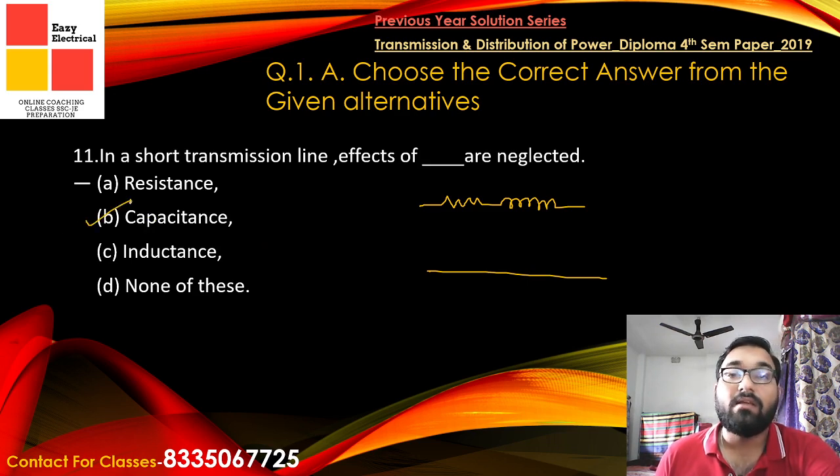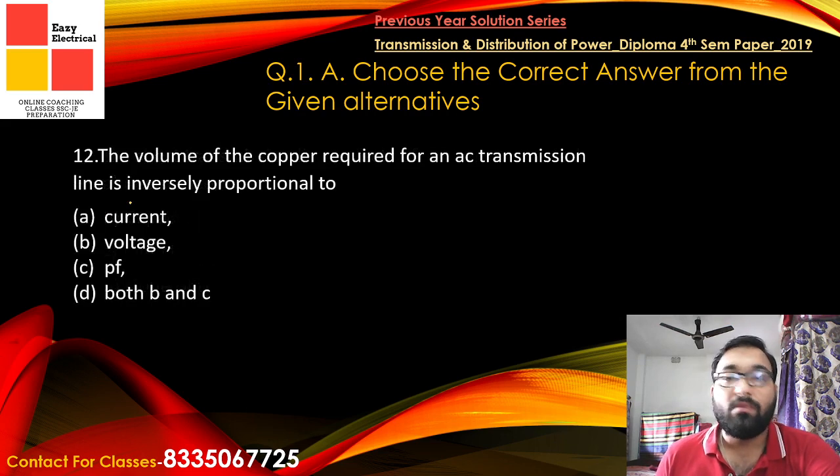We neglect the capacitance. So coming to the next question, the volume of copper required for an AC transmission line is inversely proportional to what?